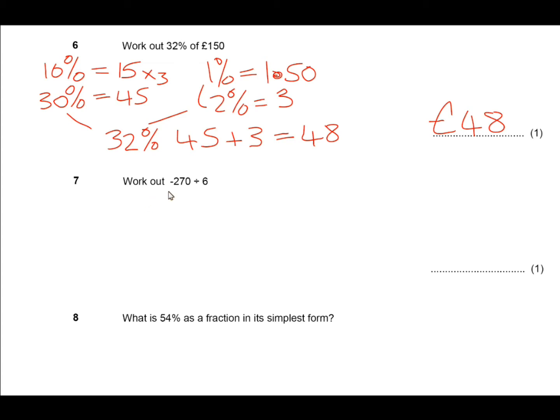Question 7, work out minus 270 divided by 6. Well, it's a negative number that's going to be our answer, so we can deal with the negative and just put it on our answer line. So all we're left with is 270 divided by 6. 6 doesn't go into 2, so carry the 2. 6 goes into 27, 6, 12, 18, 24, 4 times, remainder 3. And 6 goes into 30, 5 times. So our answer is negative 45.